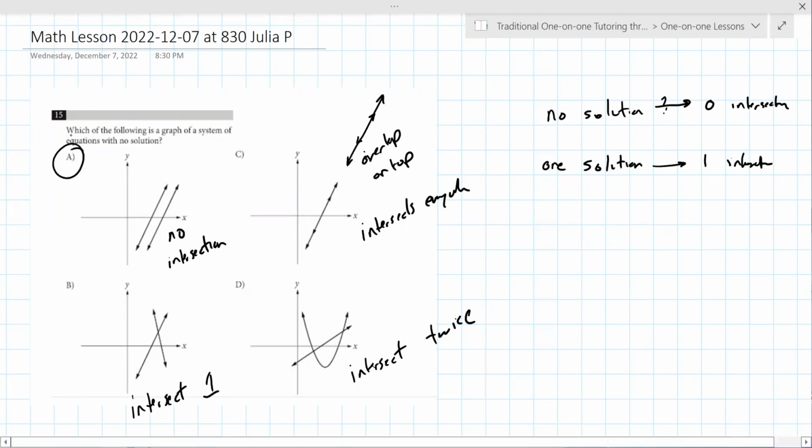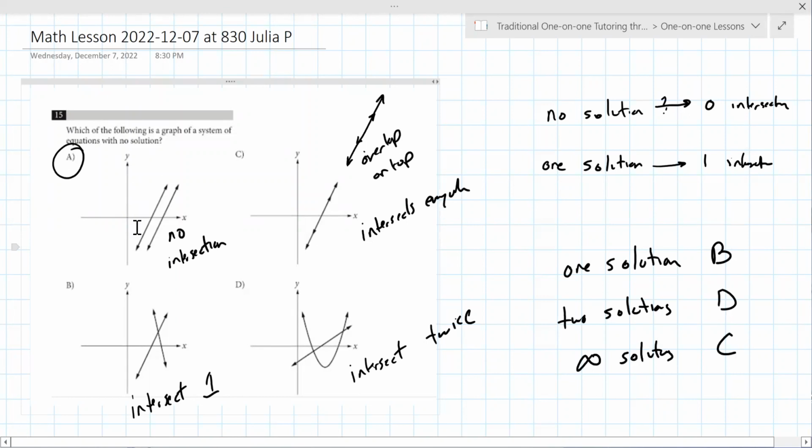Now, if the wording was changed to one solution, which would be the correct answer? Letter B. Okay, how about two solutions? Letter D. Okay, and C would be infinite solutions. So what you have to do is commit to memory that parallel lines on the top left here have no intersection. They have no place where they intersect. So they have no solution.